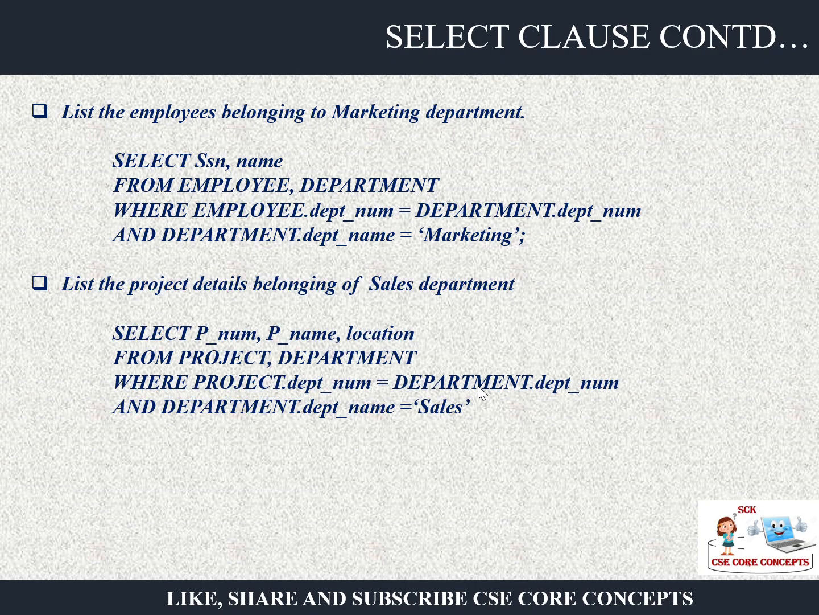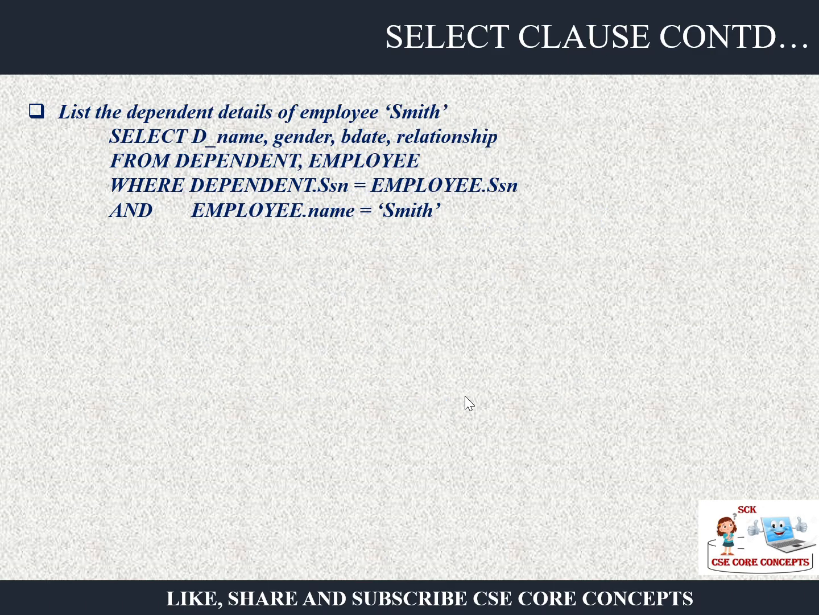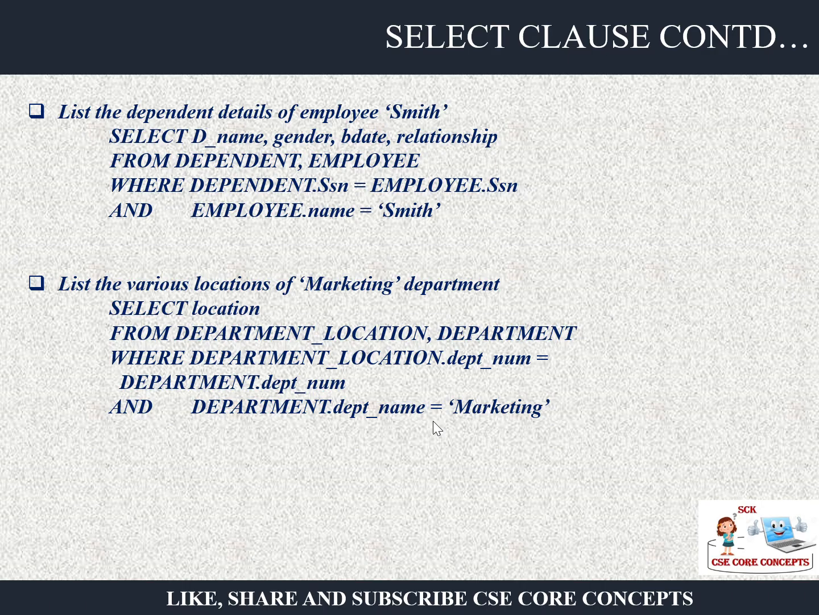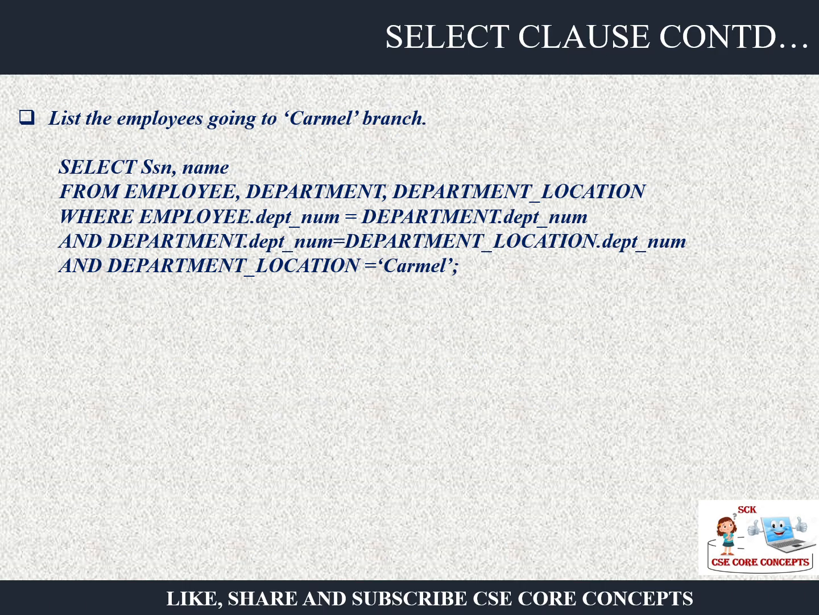Similarly, you can solve some more problems like this where you want to see the sales department details or you want to see the dependent details of employee Smith. So if you want to see the dependent details of employee Smith, then two tables which are involved here are the dependent and the employee table, and the common column between them is SSN. So dependent.ssn is equal to employee.ssn and employee.name is equal to Smith. So this way you can solve the problem.